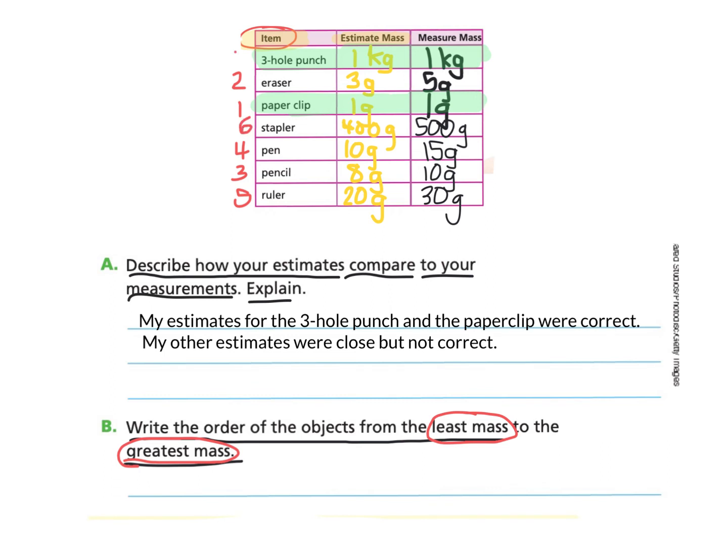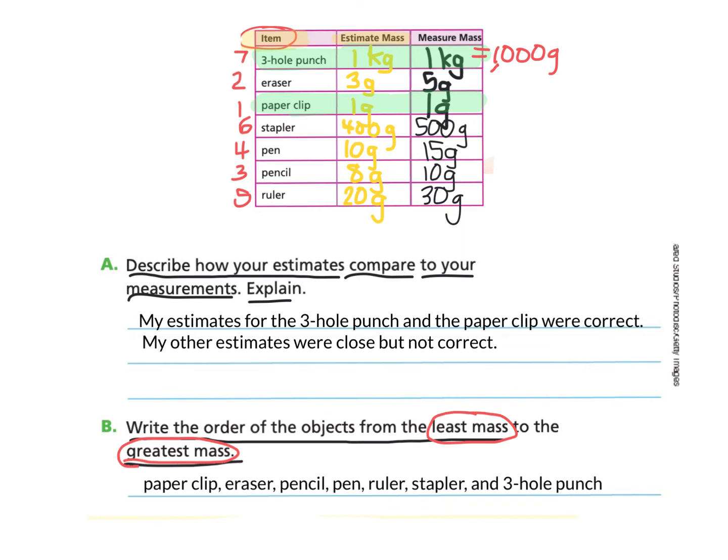And the last one is the 3-hole punch because it is 1 kilogram, or also it is called 1,000 grams. So 1 kilogram is the same as 1,000 grams. So it is our heaviest, our greatest mass. So I can answer paper clip, eraser, pencil, pen, ruler, stapler, and 3-hole punch.